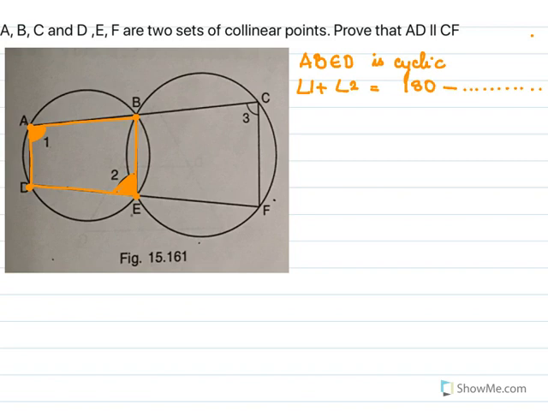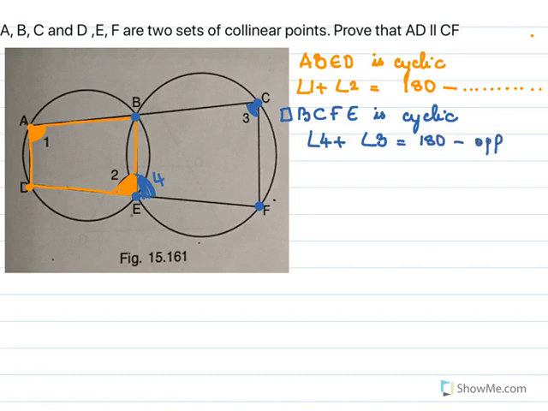Now we can see yet another cyclic quadrilateral, and that is BCFE. So we write that now. BCFE, they all lie on the circle. Hence this quadrilateral is cyclic. Which means now that I'll name this angle as 4. So I know angle 4 plus angle 3 equal to 180. Reason: opposite angles of a cyclic quadrilateral are supplementary.